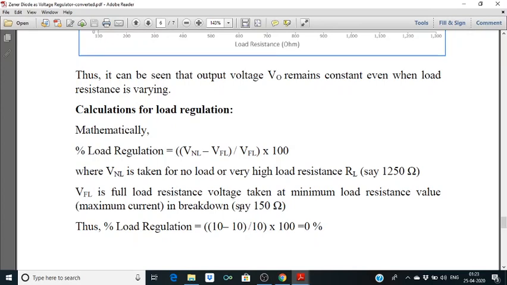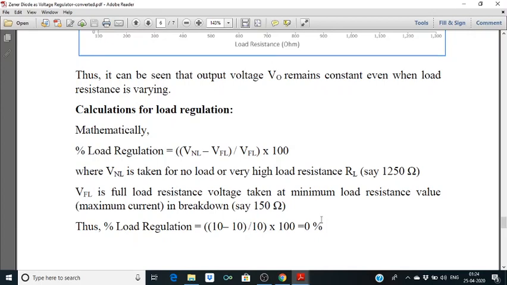And VFL we take for full load or minimum load resistance value, say 150. So in this case also we are getting 10 volts. So 10 minus 10 divided by 10, and we are getting 0 percent load regulation. That means this circuit is perfectly working as a voltage regulator. There is no change in output voltage even when we are varying the load resistance.